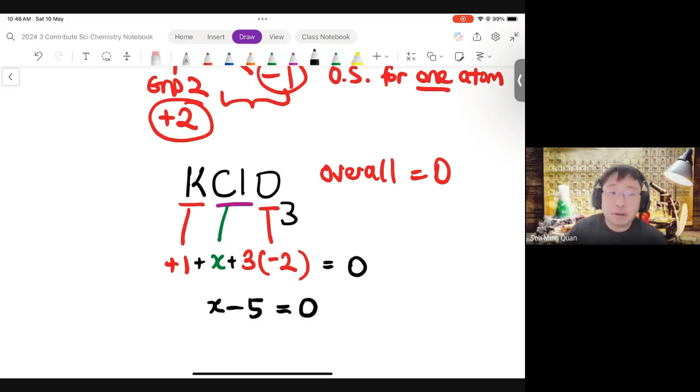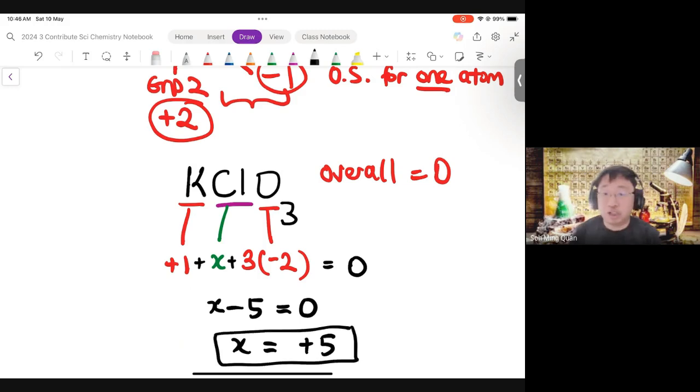because 1 plus 3 times -2 is actually -5. You can use a calculator for that, and that will give you +5 for the oxidation state of chlorine in KClO3.